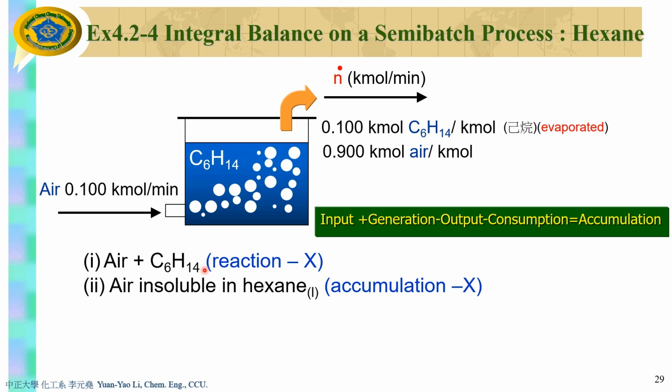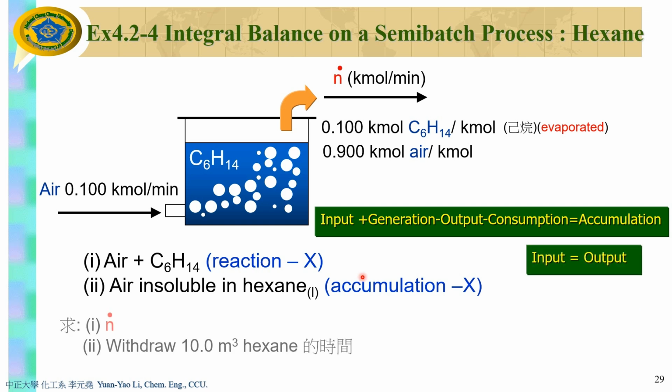So there are no generation and consumption terms. Also, this is a continuous process, so accumulation equals 0. That means air is insoluble in hexane. So there is no accumulation of air in this container. Accumulation equals 0. So as a result, input equals output. That's very easy. So can you find out n for me?